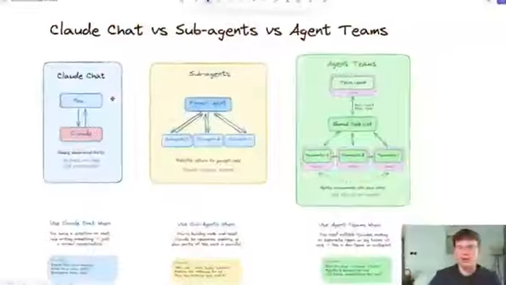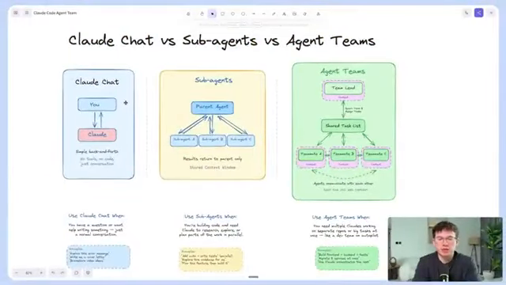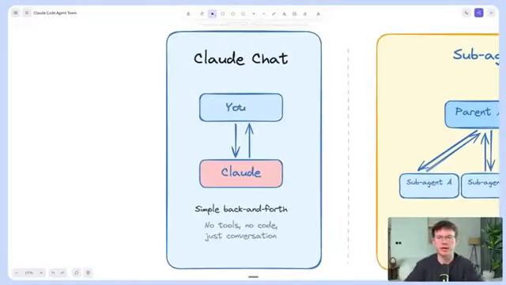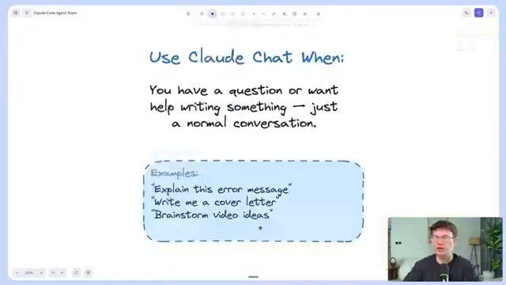So let's dive in. All right, so here I broke down Claude Chat versus sub-agents versus agent teams, what they all are and how they're different. The first one here is Claude Chat. This is you talking to Claude directly with no tools, no code, just a conversation, simple back and forth, and nothing in between. And typically you use Claude Chat only when you have a question or want some help writing something, just a normal conversation.